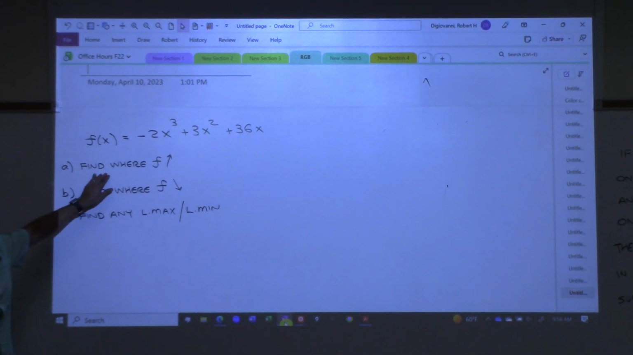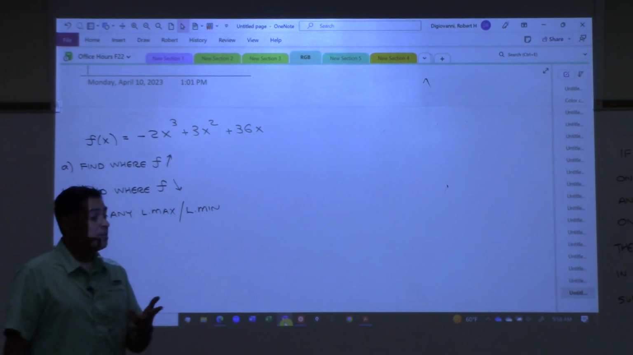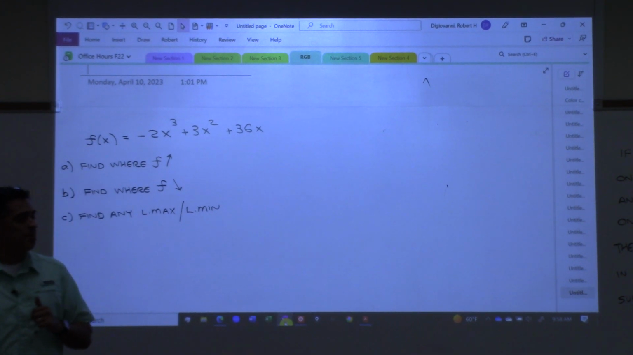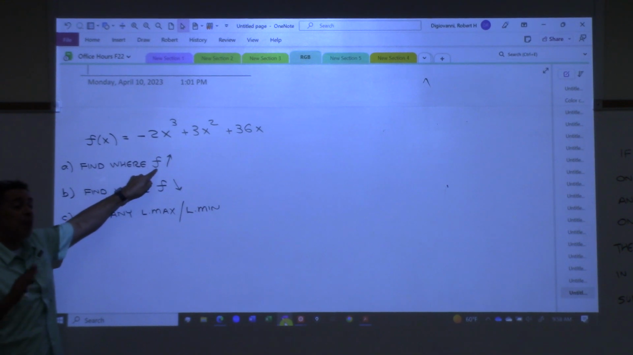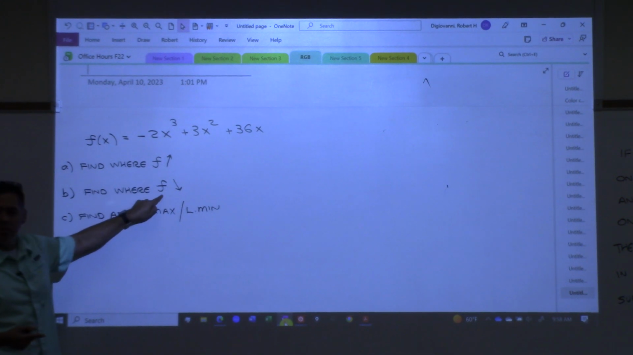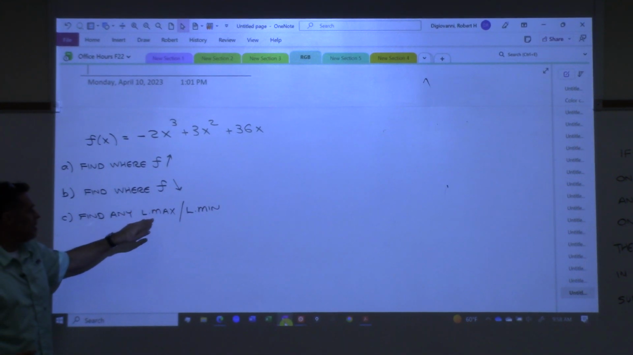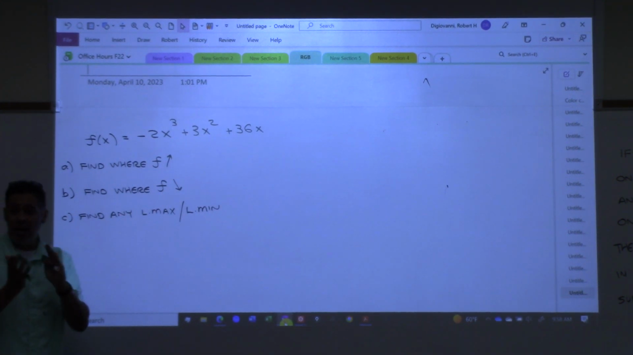How do you think I'm going to go about answering the first part? If I'm asking where the graph's going up, what does that mean to you? Where what is positive? The derivative. So where the function is going up corresponds to where the derivative is positive. Where the function is going down corresponds to where the derivative is negative, right? Then the local maxes and mins are going to be where we see changes in that derivative. Anywhere we see a change is going to give us either a local max or a local min.